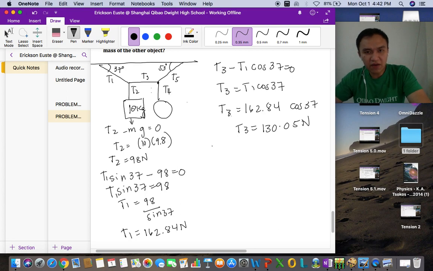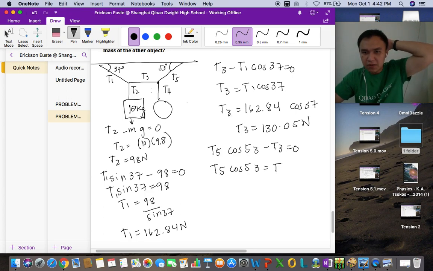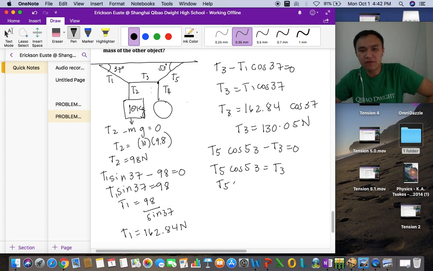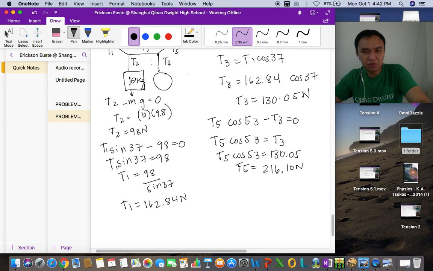So next, we have this particular point. At this point, we have T5 cosine 53 minus T3 is equal to 0. Minus T3 because T3 now is at the left of that point. So T5 cosine 53 is equal to T3. And I already know T3, so T5 cosine 53 is equal to 130.05. Having said that, T5 will be equal to 216.10 newtons. Alright, next we proceed with T4.